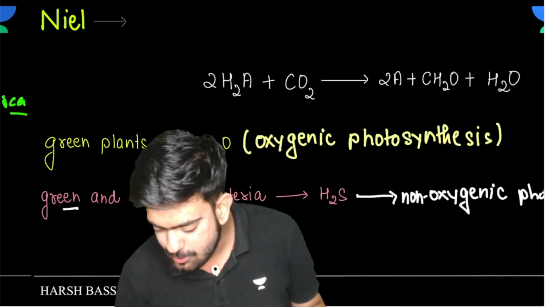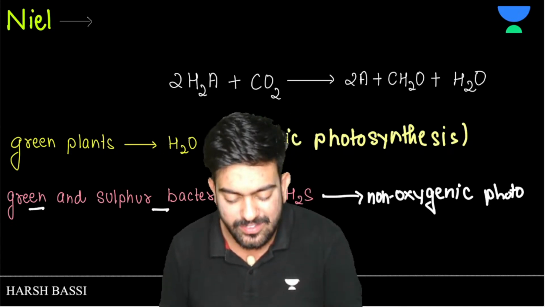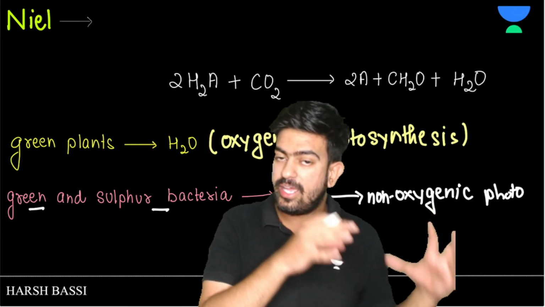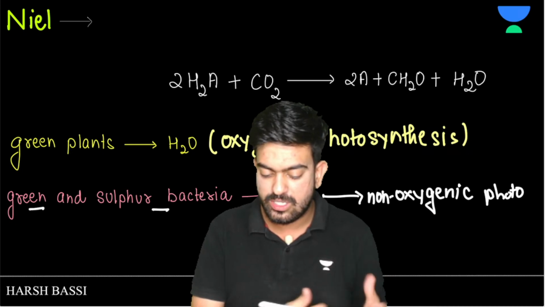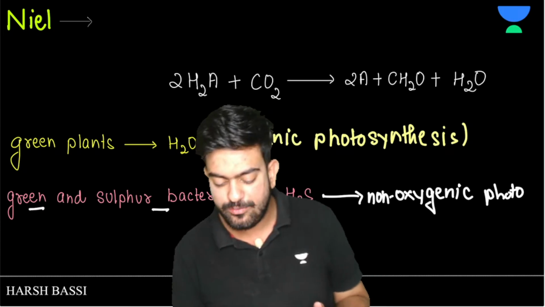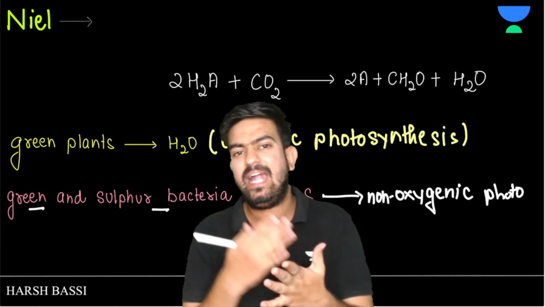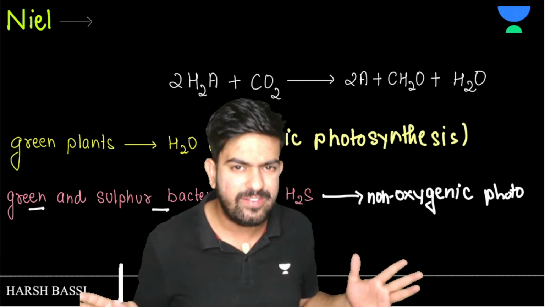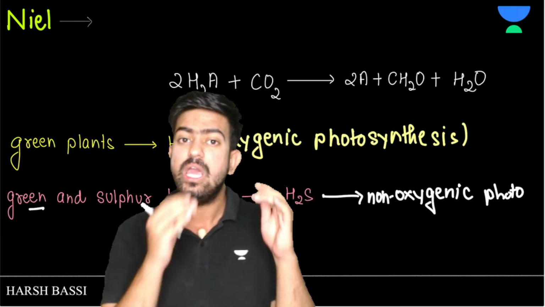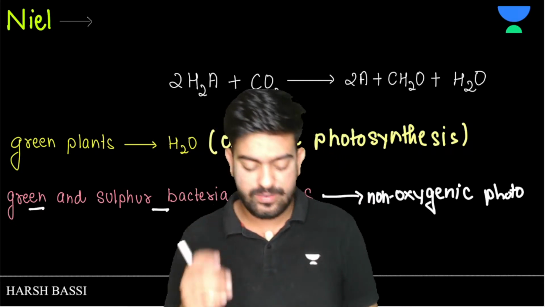Great. Now let us talk about Van Niel. He was the first person who discovered where the oxygen evolved during photosynthesis comes from. It comes from H2O, while in green and sulfur bacteria, it comes from H2S. So photosynthesis is of two types, oxygenic and non-oxygenic. All green plants are oxygenic, and non-oxygenic is performed by green and red sulfur bacteria.